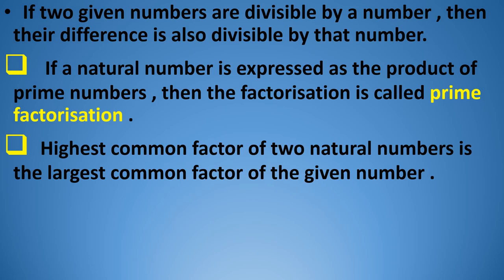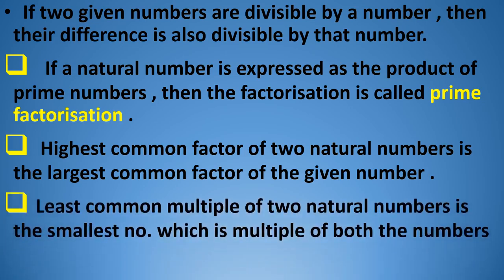Next we have done LCM. LCM is least common multiple. So LCM of two natural numbers is the smallest number which is a multiple of both the numbers. I always told you that it is a multiple. Least common multiple is a multiple. It is divisible. HCF divides the numbers and LCM is divisible by both the numbers.